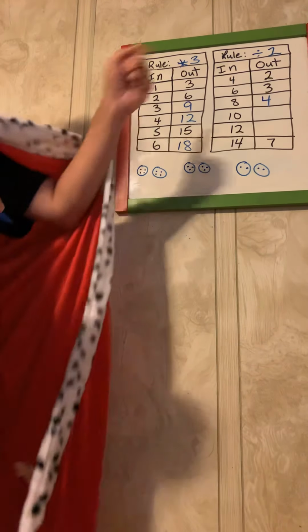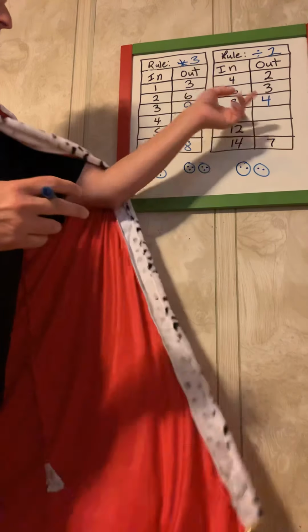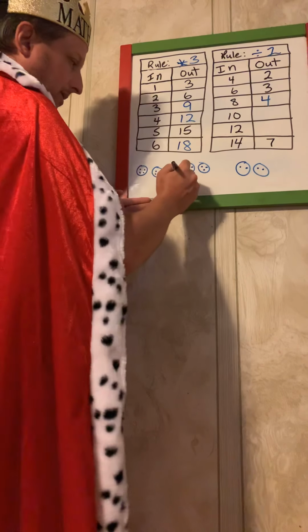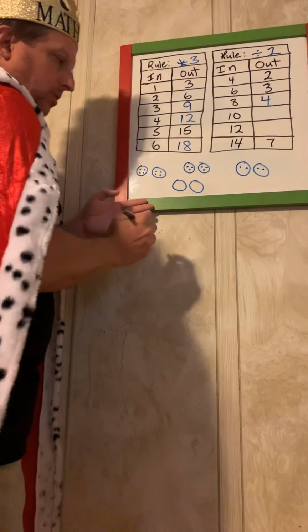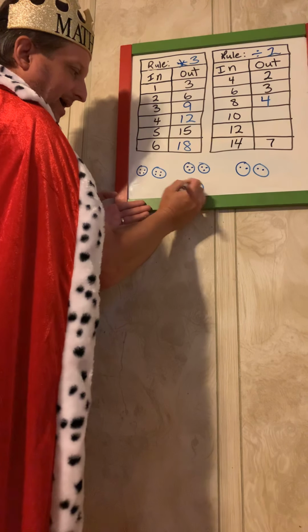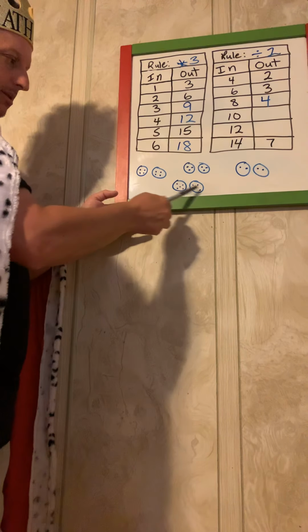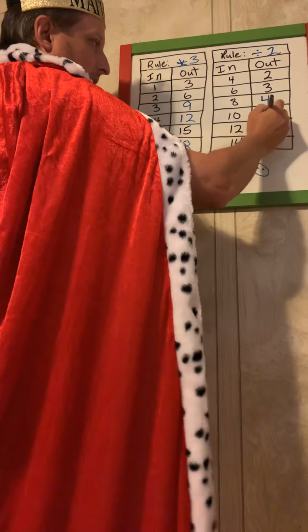You might already start to see a pattern forming now in the out column, but let's keep going. 10 divided by 2. Okay? Divide by 2. I need 10 now. 1, 2, 3, 4, 5, 6, 7, 8, 9, 10. Looks like 5 in each one. 10 divided by 2 equals 5.